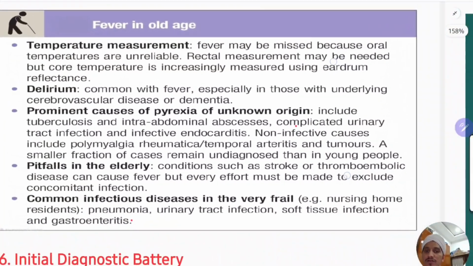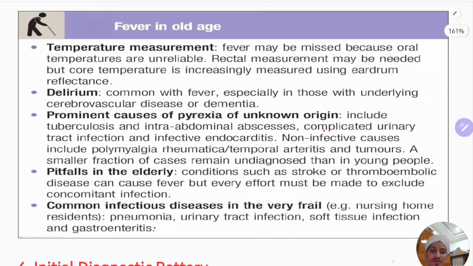So points to remember in fever in old age. Temperature measurement: fever may be missed because oral temperatures are unreliable. Rectal measurement may be needed, but core temperature is increasingly measured using eardrum resistance. Delirium is common with fever, especially in those with underlying cerebrovascular disease or dementia.